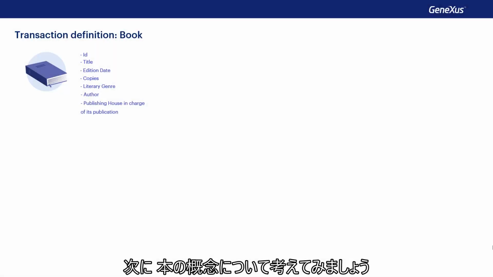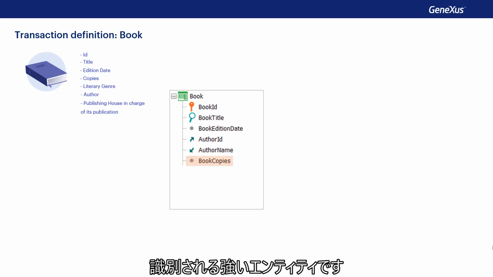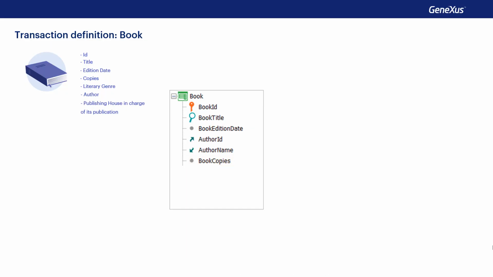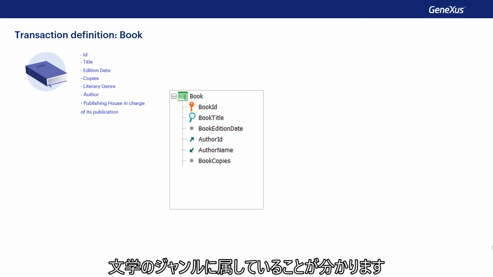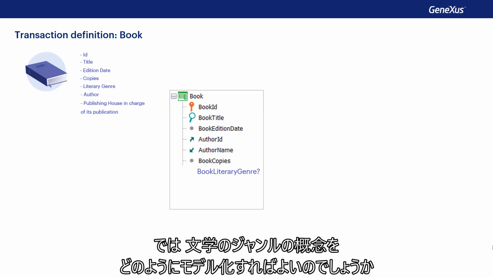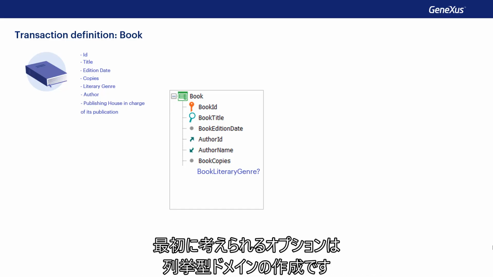Now let's think of the concept of book. It's a strong entity that's also identified with an auto-numbered value, a title, a date of publication, an author, and the number of copies purchased by the library. But in addition, reality tells us that a book belongs to a literary genre, since it could be a novel, an essay, and so on. So how do we model the concept of literary genre? If we think that these genres are finite, a first option we can consider is the creation of an enumerated domain.